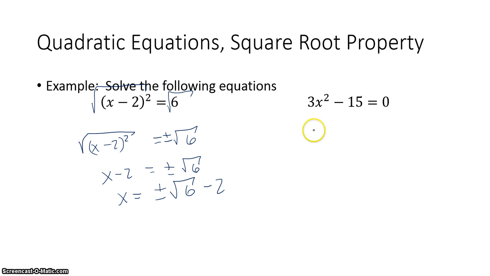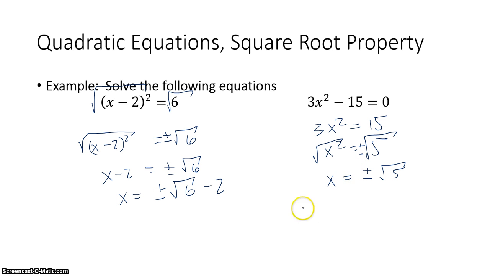So for the next example, we'll do 3x squared equals 15, x squared equals 5, and x equals plus or minus square root 5. Because when we use this square root property, again, we have to remember to put in that plus minus.